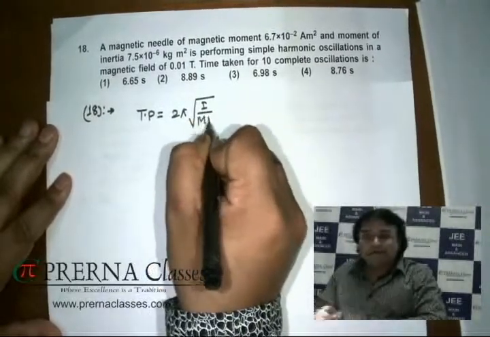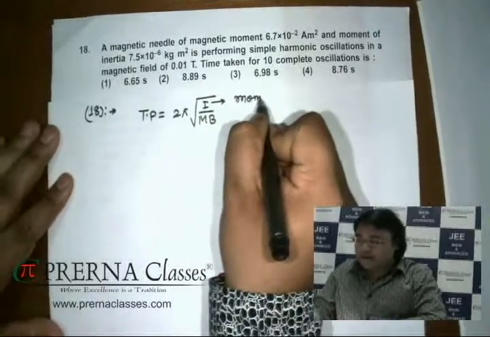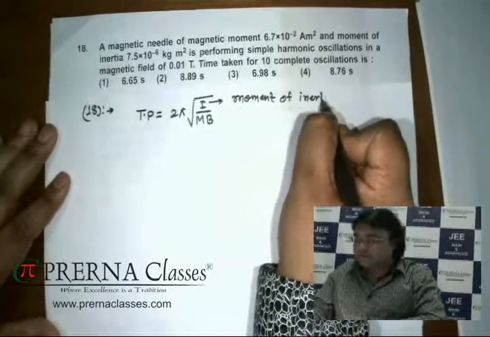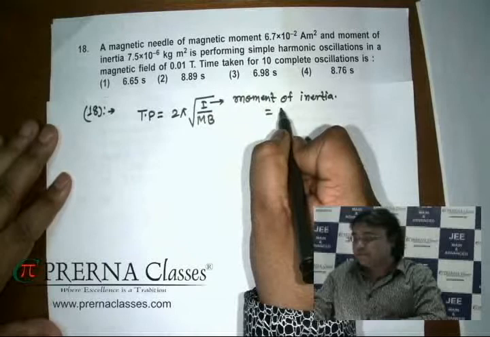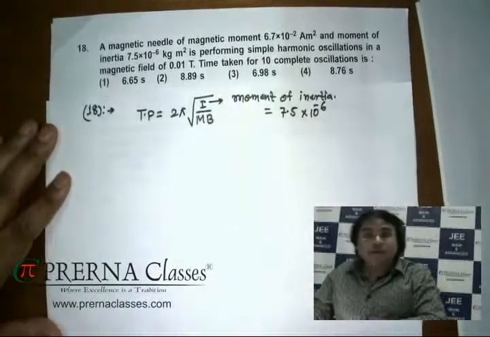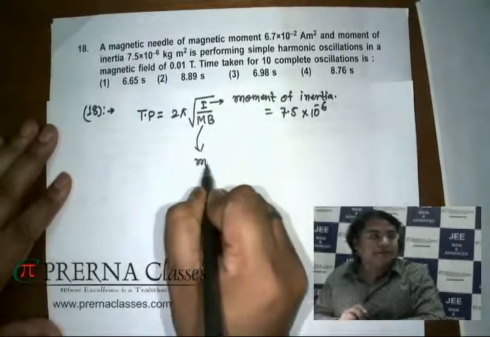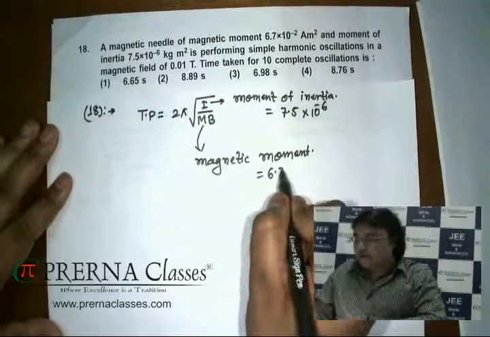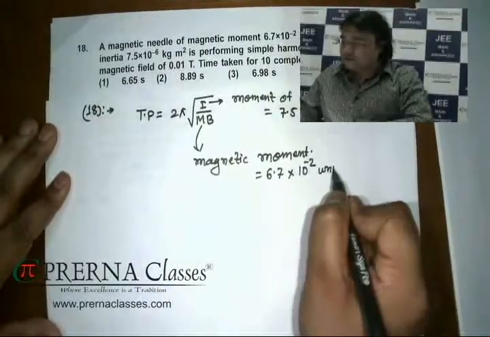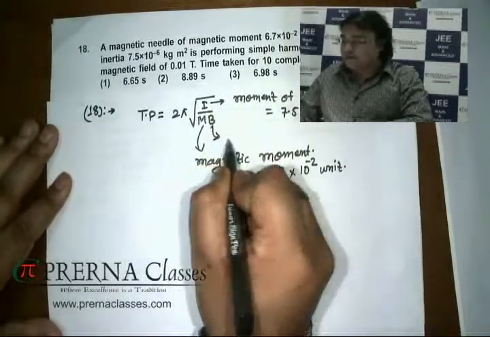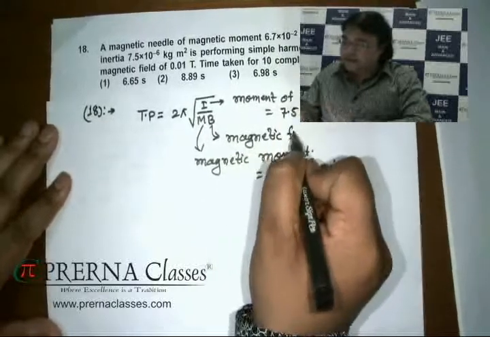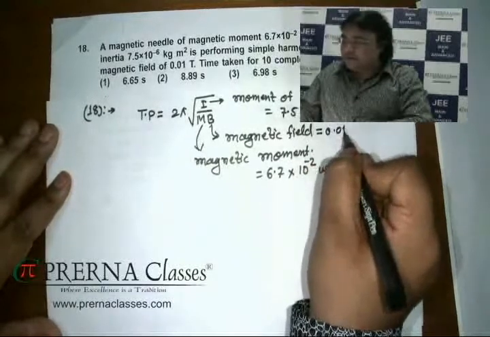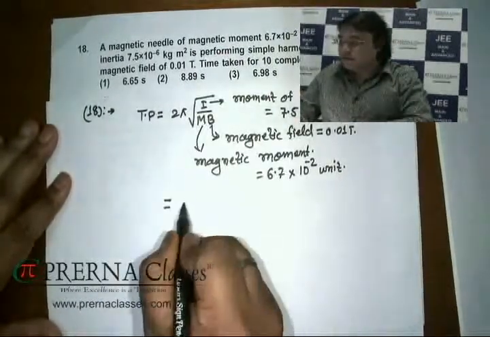Okay, next one, that means question number 18. It is based on the oscillation of the magnetic needle. We have the expression of time period as 2 pi into under root of I by MB, where I is the moment of inertia, and its value is given here as 7.5 into 10 to the power minus 6 unit. And M here is the magnetic moment, and its value given here is 6.7 into 10 to the power minus 2 unit. Okay, and B here is the magnetic field, and its value here is 0.01 tesla.